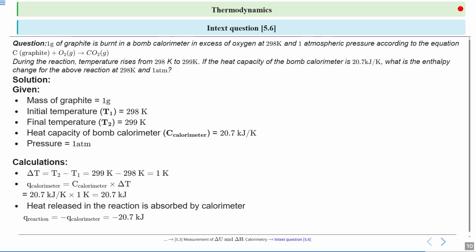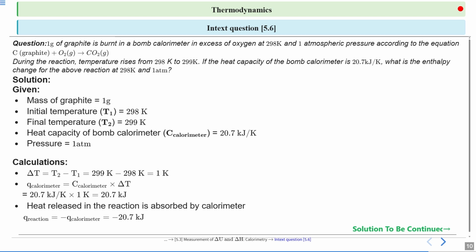But you have to calculate the reaction's enthalpy. So what you will do? You will just reverse the sign, because the heat that is released during the reaction will be the heat that is absorbed by the liquid. Only one is getting the heat, so it will be positive, which is plus 20.7 kilojoule, and the sample which is losing the heat will have a negative value of the same magnitude, which is minus 20.7 kilojoule. Got it? I hope this point is clear to you.